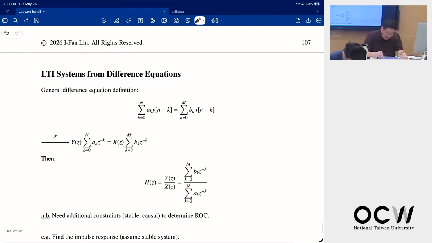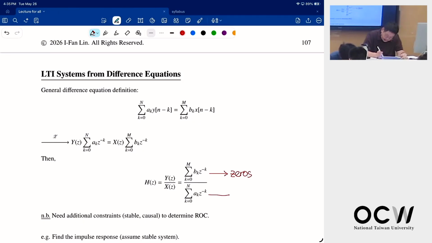So we need some additional constraints to determine the region of convergence. And this is in the numerator, so we have zeros. In the denominator, here we have poles.